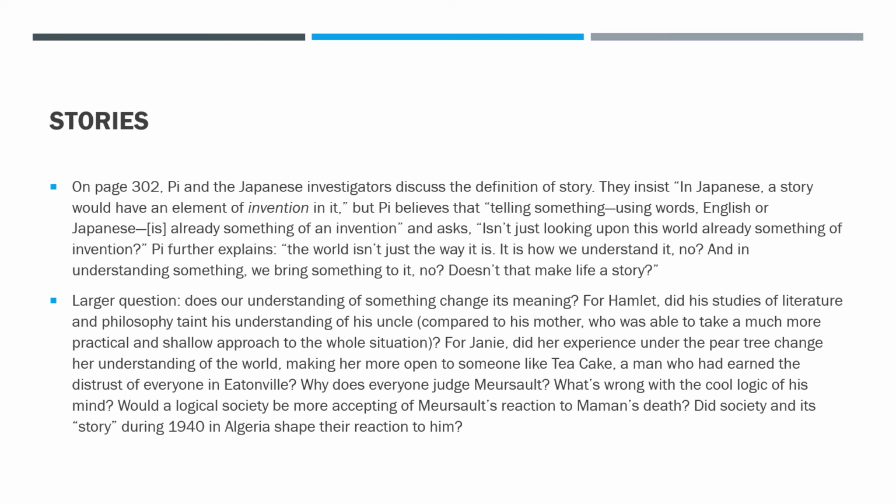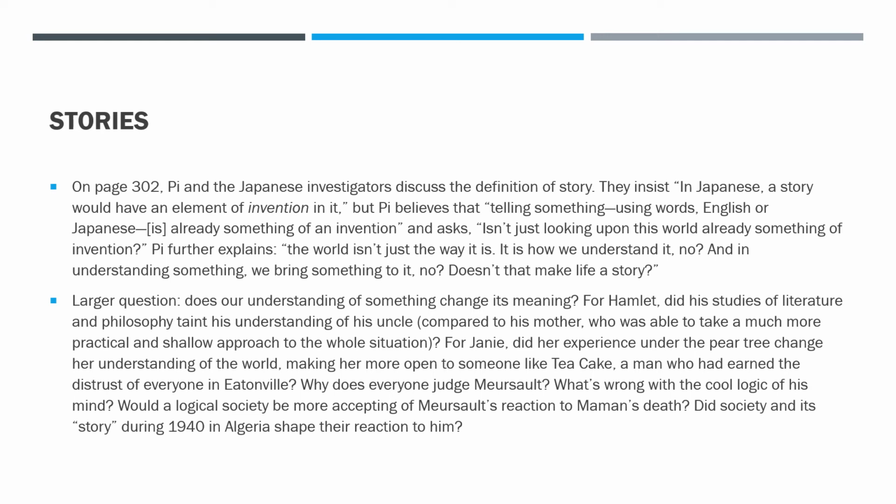This brings us to the end of the novel. On page 302, really toward the end, Pai and the Japanese investigators are discussing the definition of a story. Like, what is a story? And they tell Pai, well, in Japanese, a story has to have an element of invention. So they're kind of implying, are you fictionalizing this story?